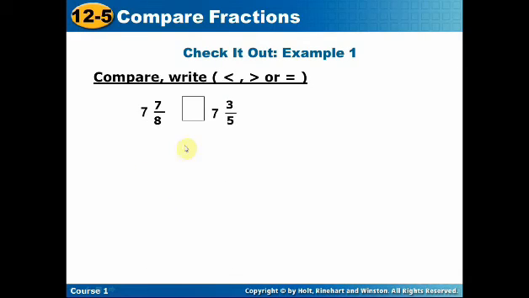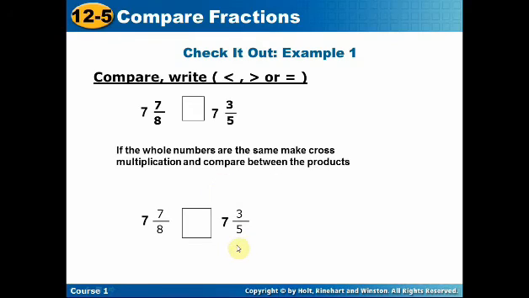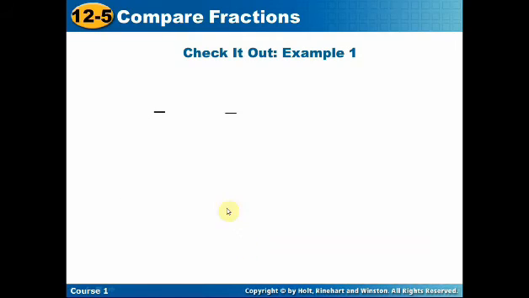Another example, here also we have two mixed numbers, 7 and 7/8 and 7 and 3/5. Also make cross multiplication. 5 multiplied by 7 and 8 multiplied by 3. 5 multiplied by 7 equals 35. 8 multiplied by 3 equals 24. For that, 35 is greater than 24. Then 7 and 7 over 8 is greater than 7 and 3 over 5.